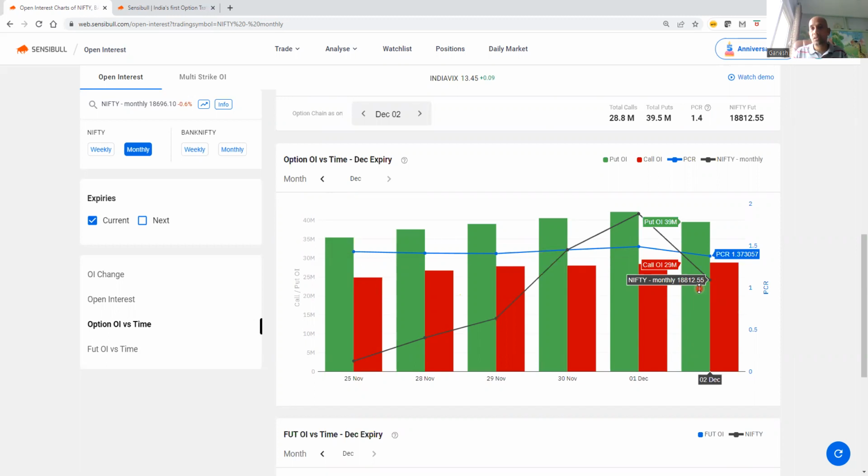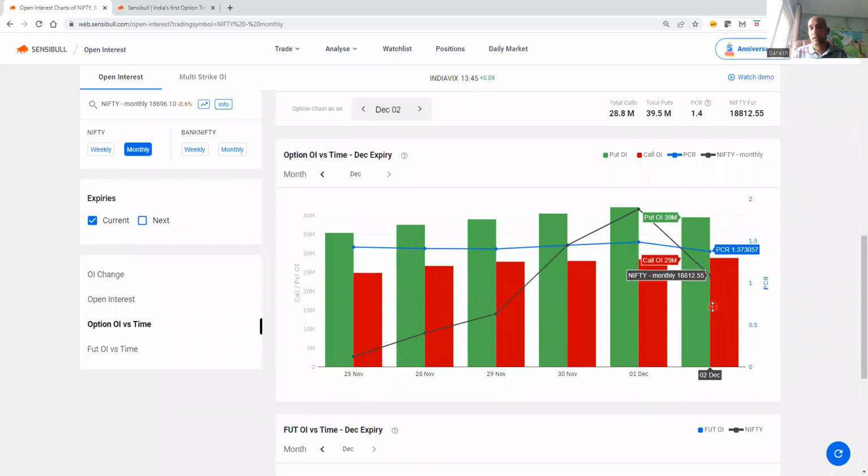More puts are bought. Here what is happening is different. Option open interest is different. Here more puts are bought, and more calls. This is buying with respect to expiry.